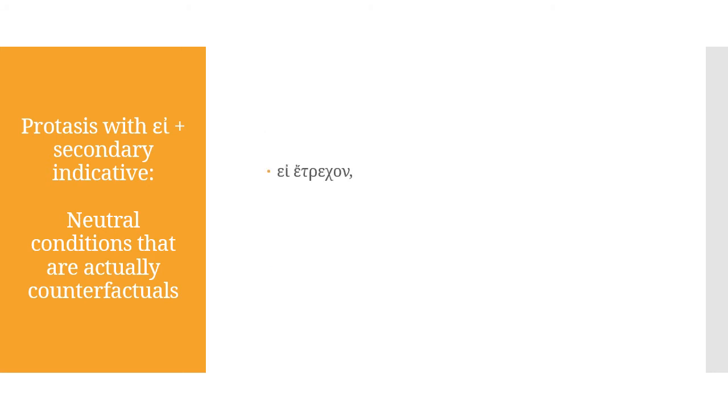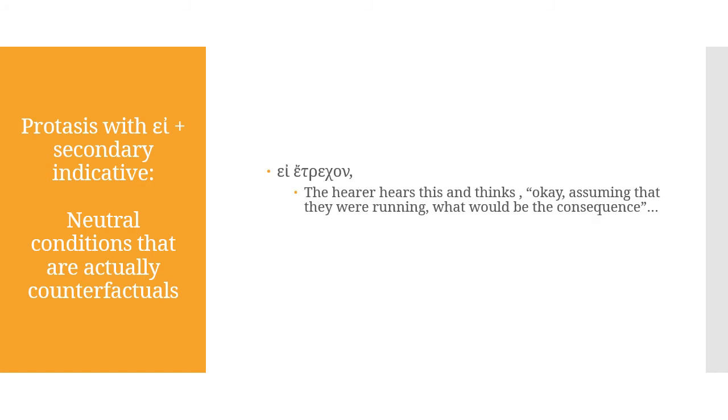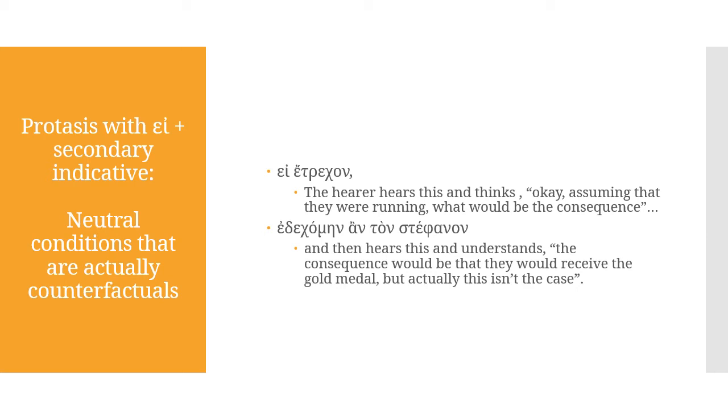So let's return to our examples. Ei etrechon. The hero hears this and thinks, okay, assuming that they were running, what would be the consequence? Edechon an ton stephanon. And then they hear this and understand the consequence would be that they would receive the gold medal, but actually this isn't the case. I think the protasis sets you up to consider what the consequence is. It's the apodosis that tells you that it isn't the case.